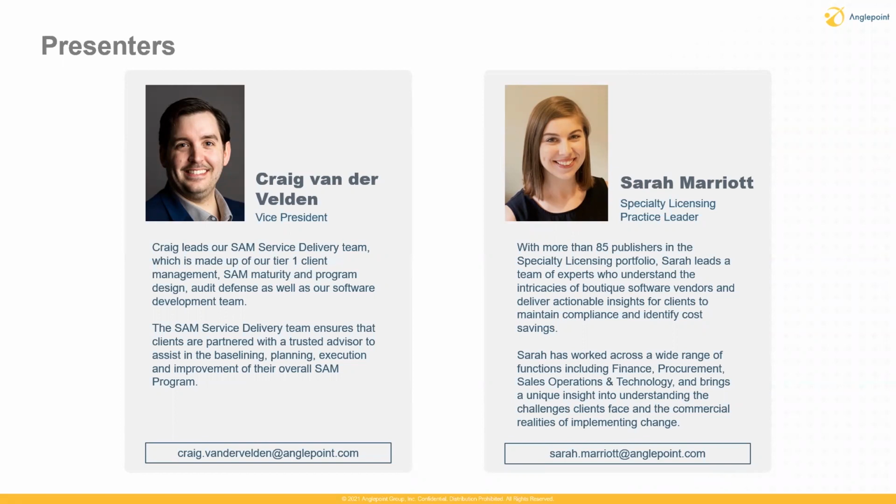So a little bit about our specialty licensing practice. We are a global team of subject matter experts who have experience across more than 85 different publishers. And while we find that many organizations are familiar with some of our core publishers like IBM, Microsoft, SAP, and Oracle, other software vendors can require a specialized set of skills and knowledge to effectively manage your estate. And these types of skills are not often found in internal SAM teams.